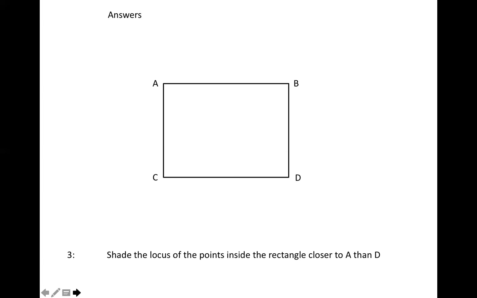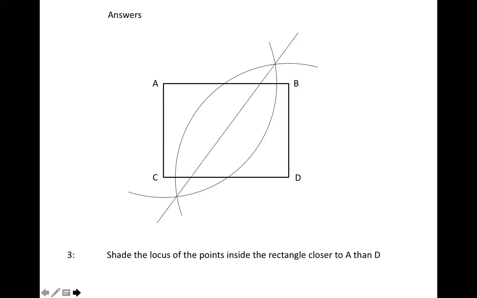Okay, so let's see. Points inside rectangle closer to point A than point D. So I have an arc. I have another arc. And then I draw the points that intersect. And it's the region which is on the left-hand side. So the points here will be closer to A than they are to D.